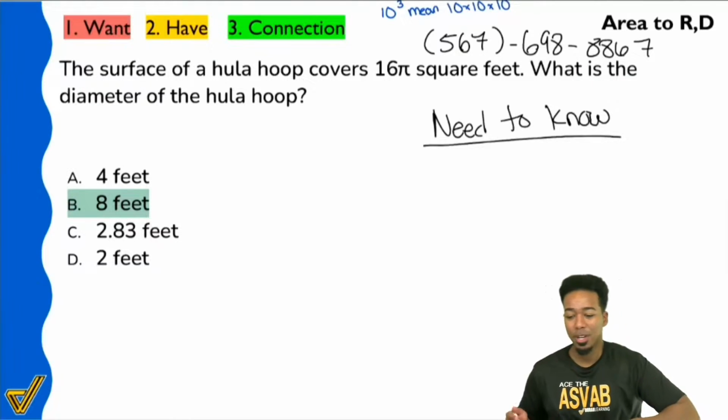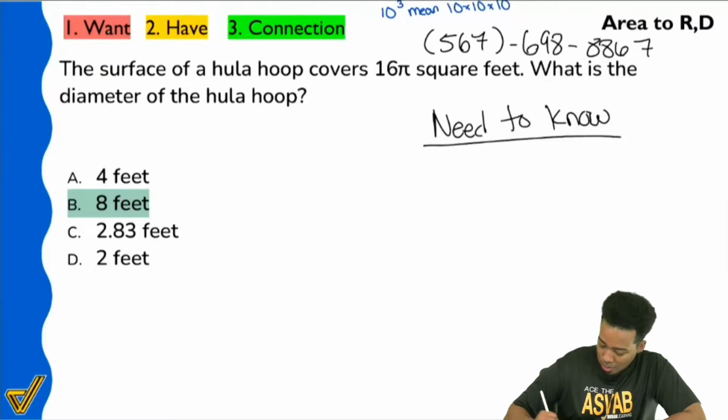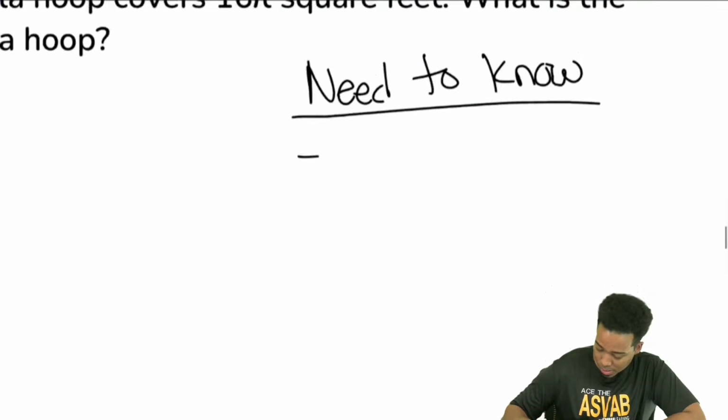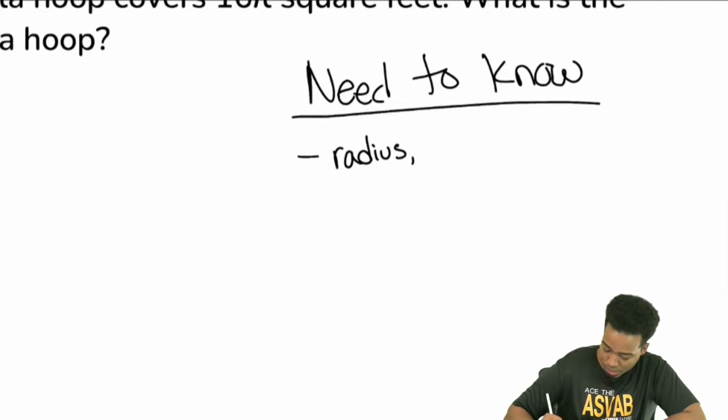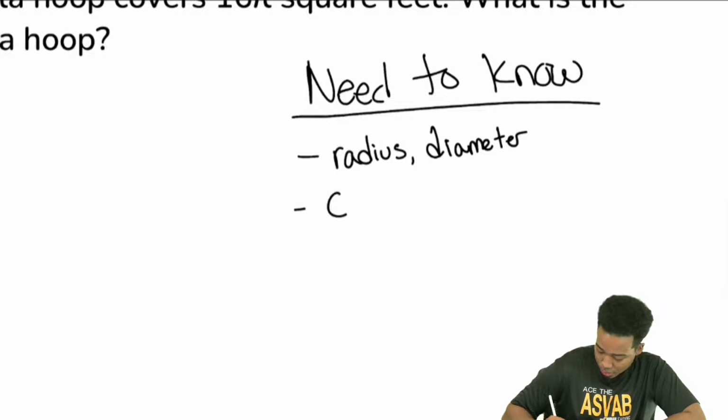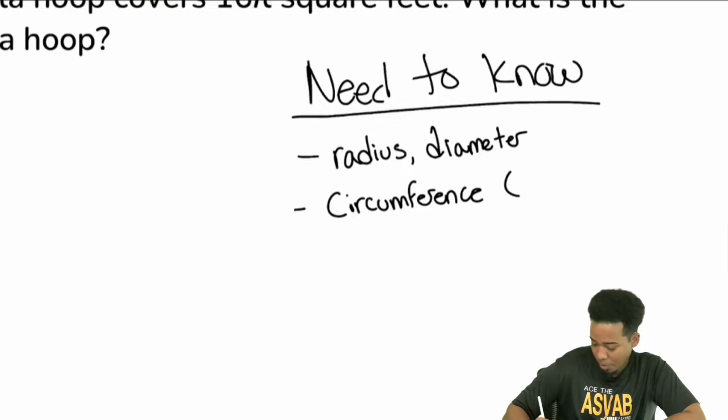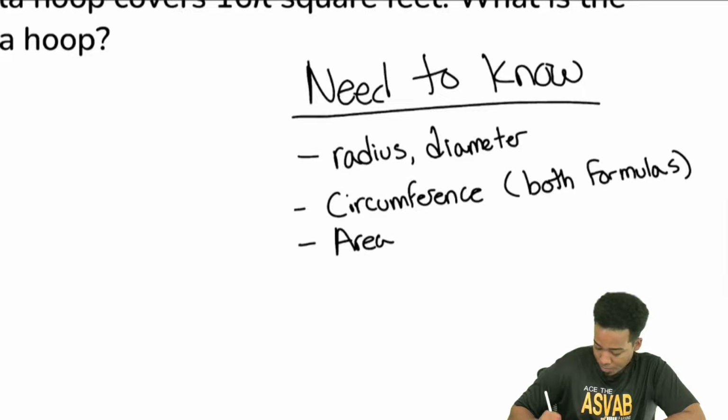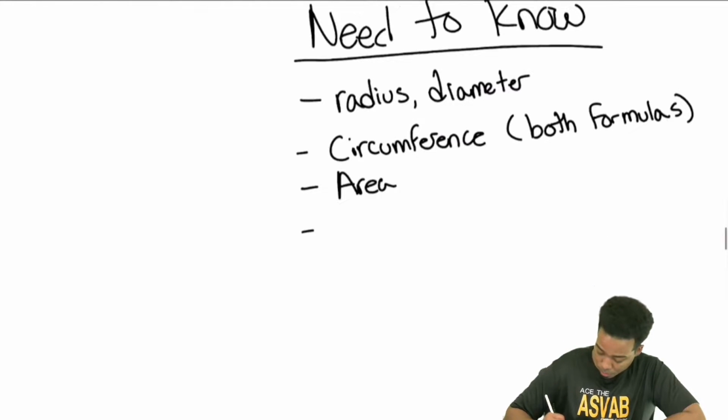I got you. But here's what you need to know to be successful with circles. What you need to know is, again, your definitions and formulas. Radius, diameter, circumference, both formulas. You need to know area. You need to know how to handle decimals or pi, the definition of pi versus 3.14. So, when to use it.